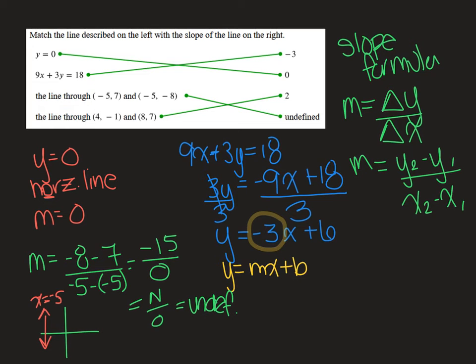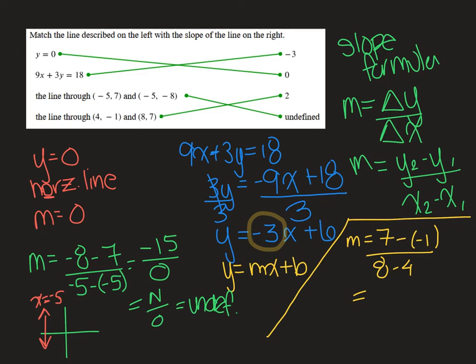Let's do the same thing for that last one. You're going to use the slope formula because you're looking for a line through 2 points. So m equals 7 minus negative 1 over 8 minus 4. And 7 minus negative 1, if you can remember your addition rules, minus a negative makes it positive. So we actually have 7 plus 1 to give me 8, and 8 minus 4 gives me 4, and a slope of 2 as our final answer.